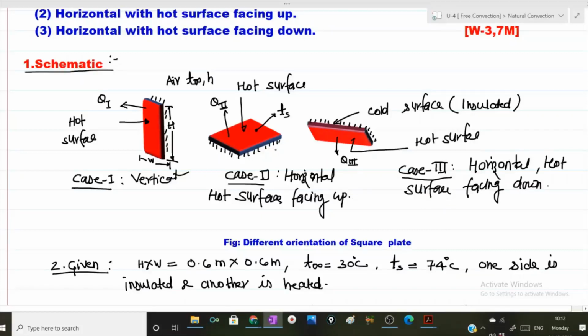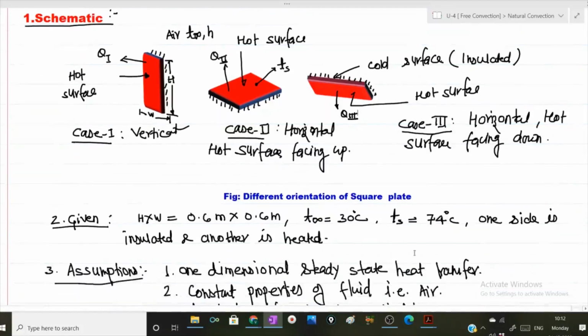Now in free convection, apart from so many factors, it is the orientation of the object which affects the heat transfer rate as well. So by solving this problem, you will understand how the orientation plays a role in free convection heat transfer. Okay, so this figure combinedly represents different orientations of the square plate.